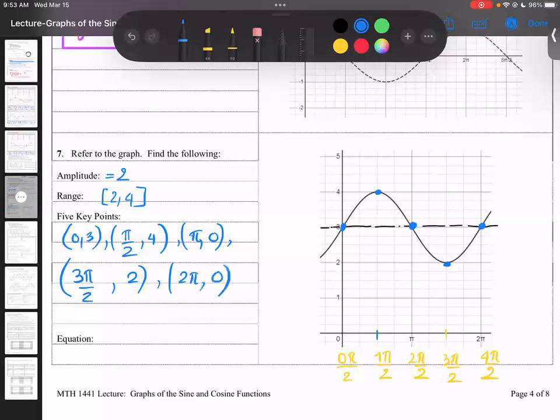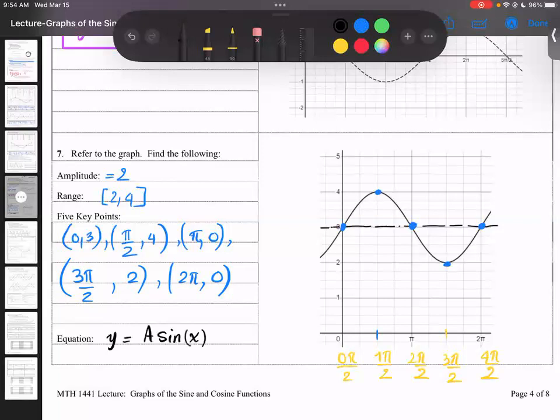Let me ask you, is this a sine curve or cosine curve? Sine, because if you bring that black graph down, the first point is 0, 0, right? It's an odd function. Remember, an odd function is what? Symmetric about the origin. So the equation I'm looking for is y equals A times sin x.